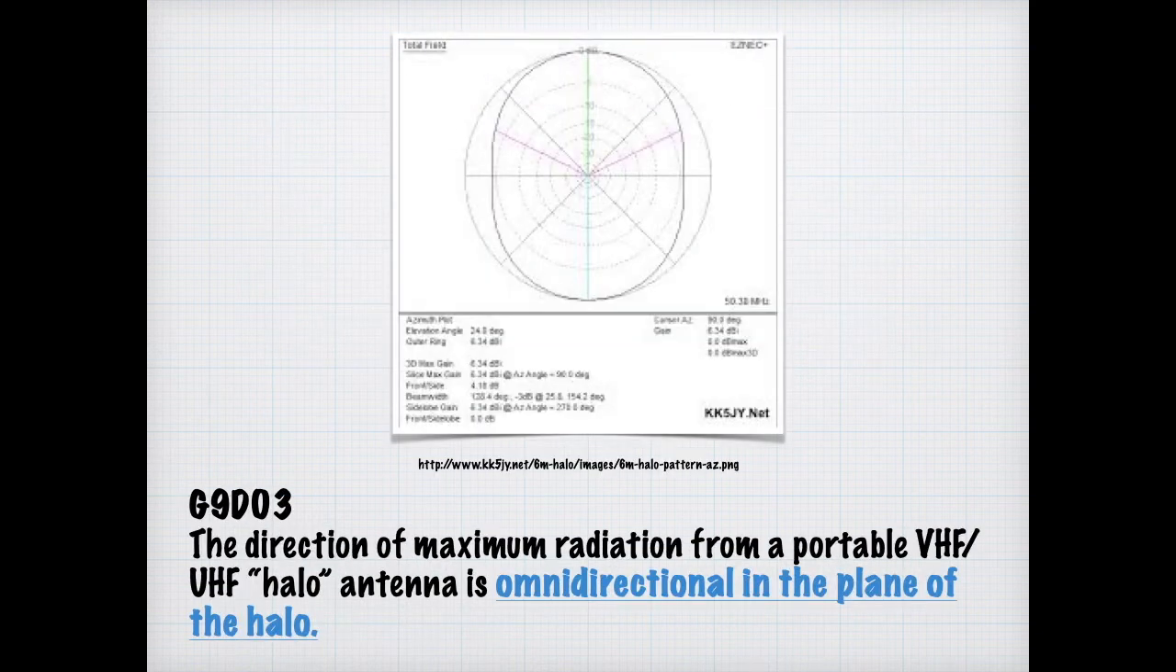Have you ever seen ham radio antennas that look like basketball hoops? Those are called halo antennas. As you can see by the chart, the radiation pattern is pretty much omnidirectional. For the exam, you need to know that the direction of maximum radiation from a portable VHF/UHF halo antenna is omnidirectional in the plane of the halo.